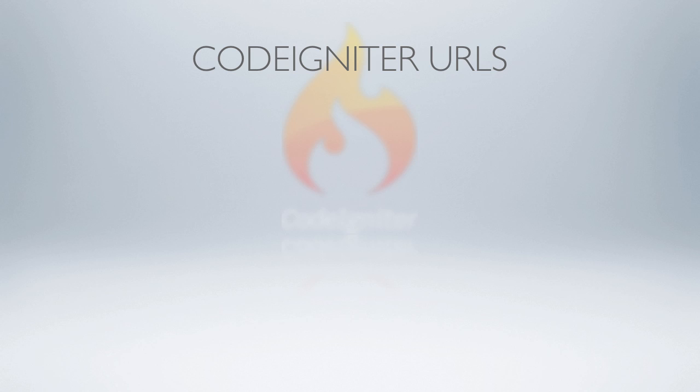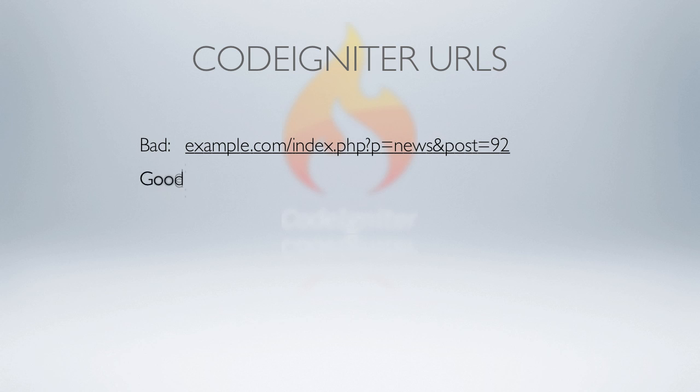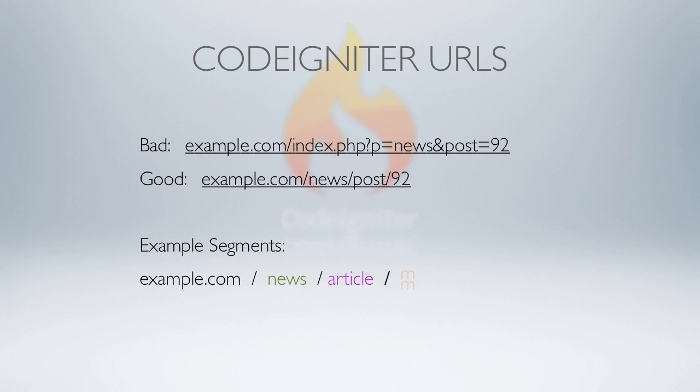With that said, how does CI handle URLs? By default, URLs in CI are designed to be search engine and human friendly. Rather than using the standard query string approach to URLs that is synonymous with dynamic systems, CI uses a segment-based approach. In the following example, you can see that it's broken down into segments: example.com/news/article/my_article. The structure here is always similar, but the names do vary.